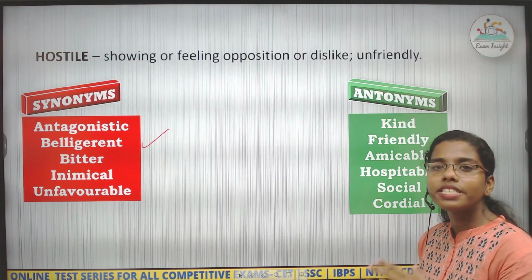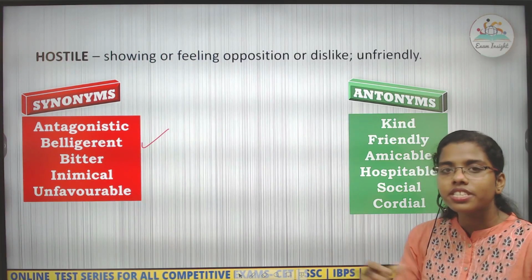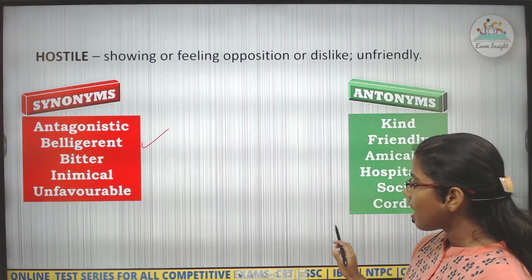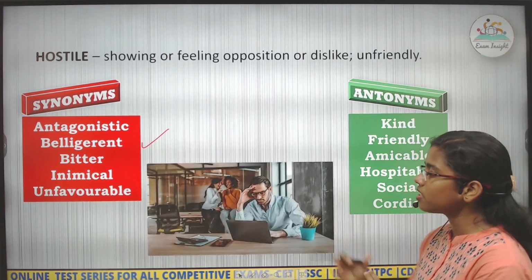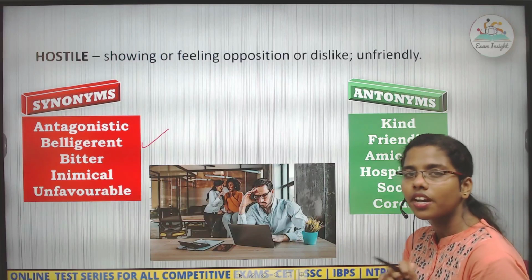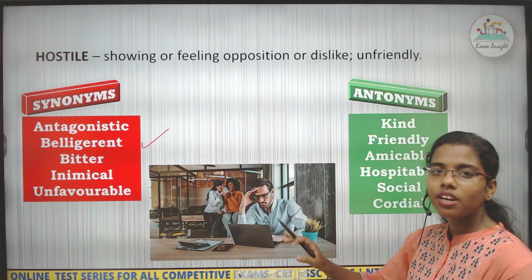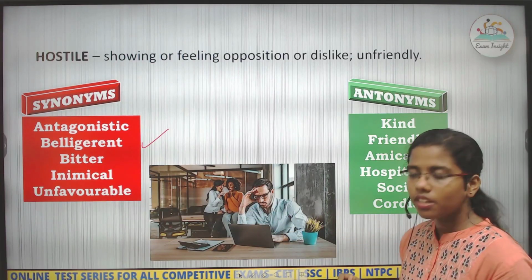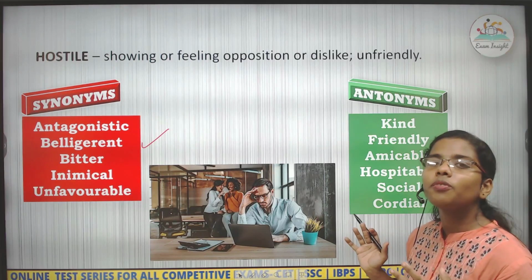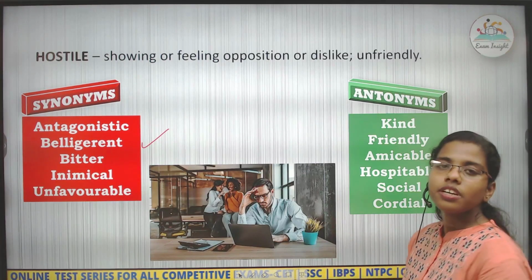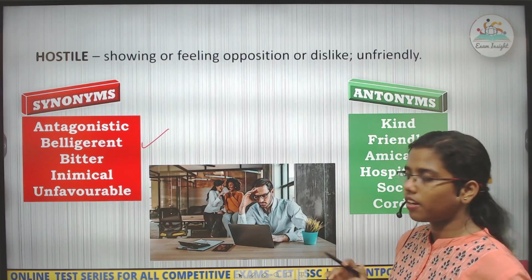Hostile means a quality in a person who tries to distance himself from others. As you can see in this picture, this person is trying to be hostile. Others are enjoying or whatever may be, showing a good environment, but this person is choosing to be hostile.